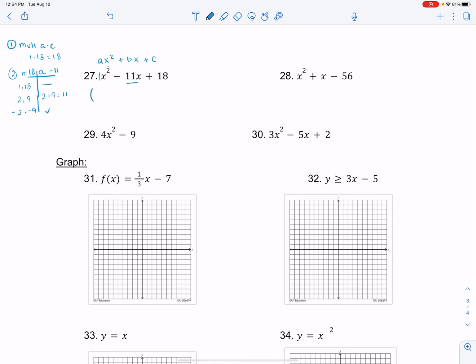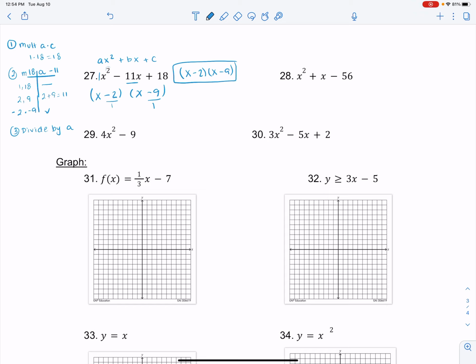So what I have now is I build my 2 binomials, put x in the front, and then put these 2 numbers beside. So you have -2 and -9. Now the last step is to divide by a. Our a value is 1. If I divide -2 by 1 and -9 by 1, nothing changes. So the factors of this quadratic are x minus 2 and x minus 9.